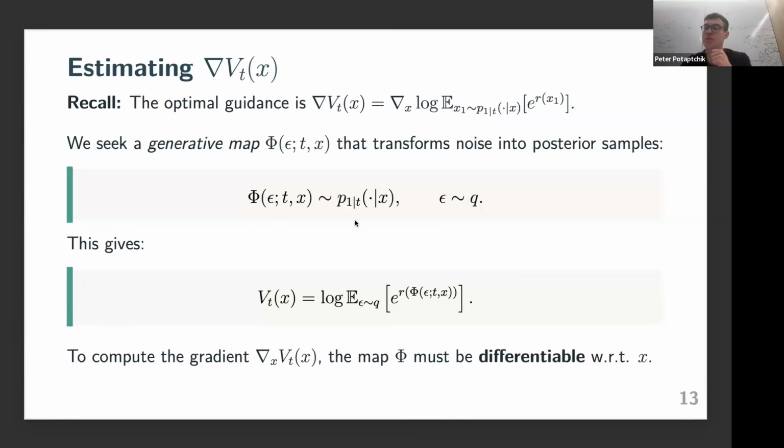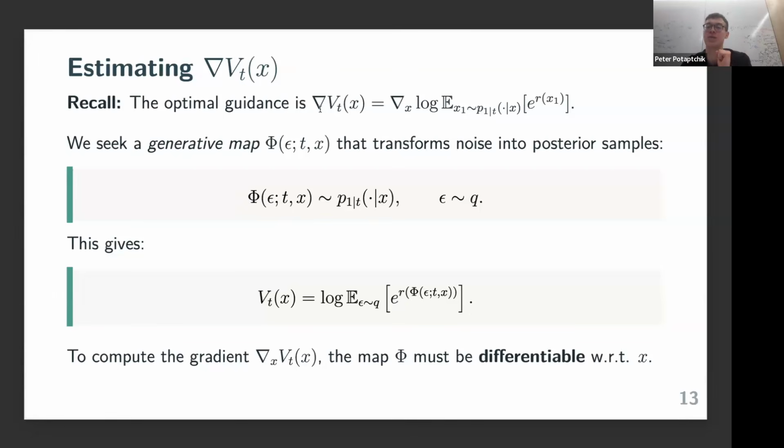So if we have this reparametrization, then I can just rewrite the value function as the expectation under the noise distribution Q of the reward of my samples from this posterior distribution. This is just the reparametrization trick.